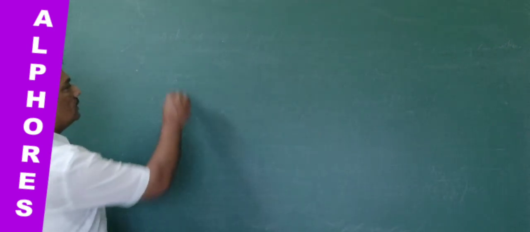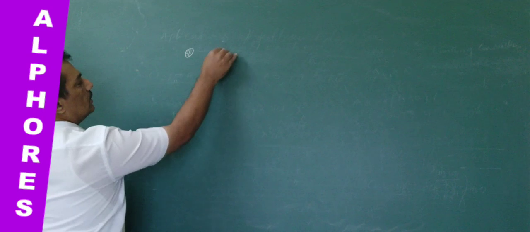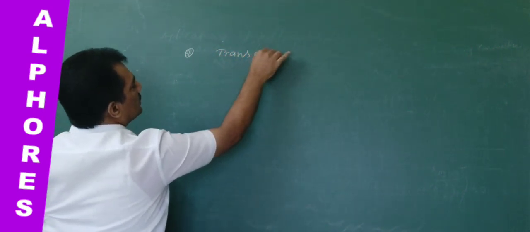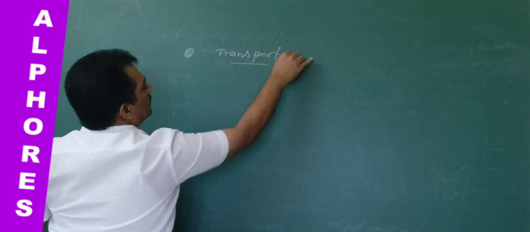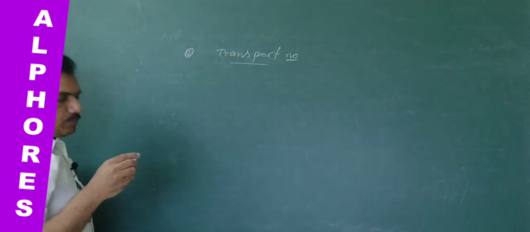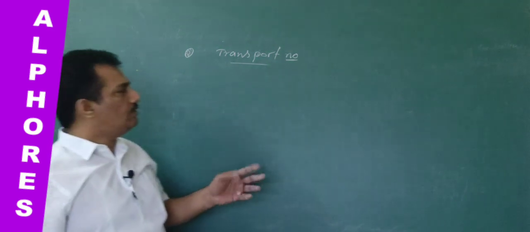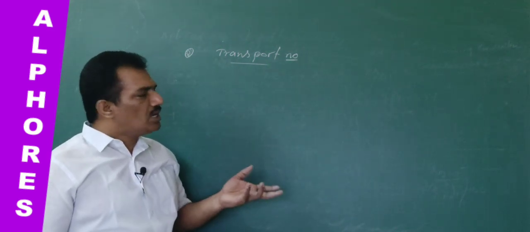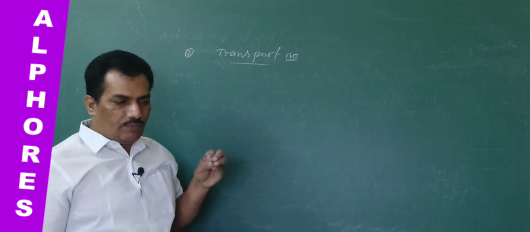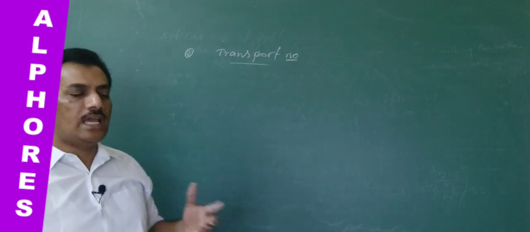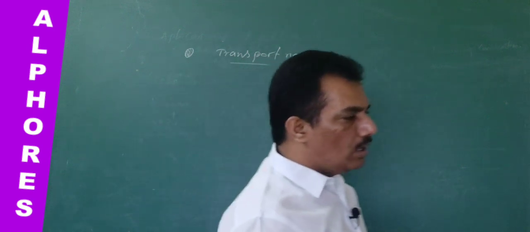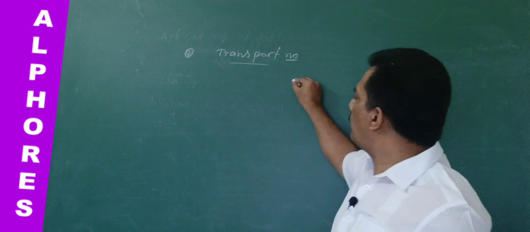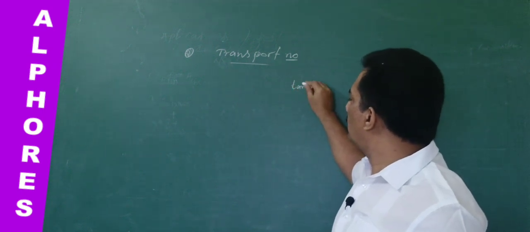And now the second application is transport number. You need not worry about this transport number. I can make you understand in a simple manner. It has been proposed by Hittorf, that's why it is Hittorf's number. Actually, transport number is nothing but the fraction of current that can be carried by an ion in an electrolyte.